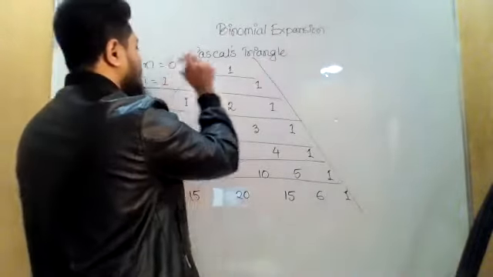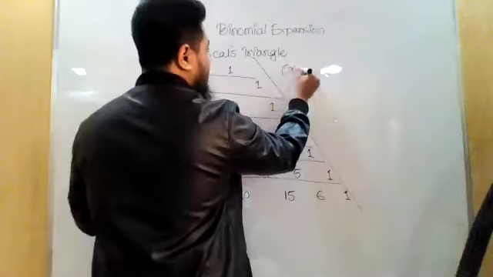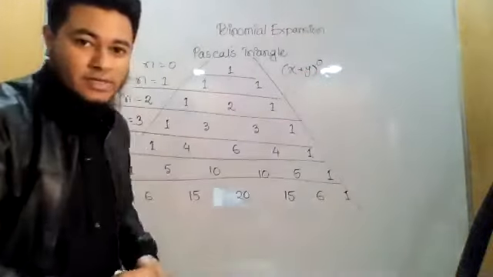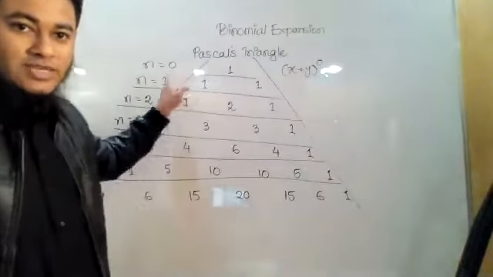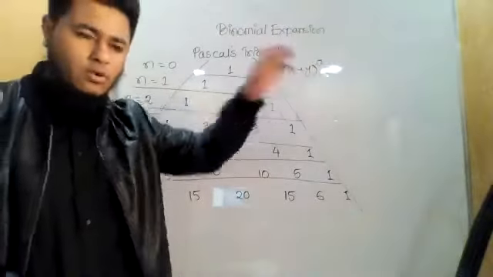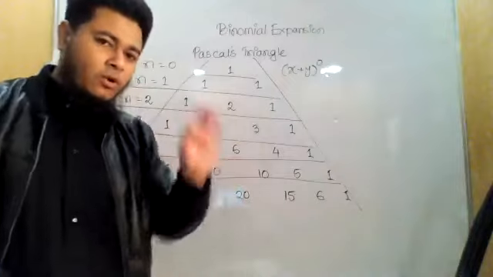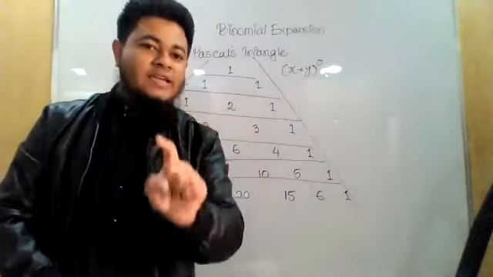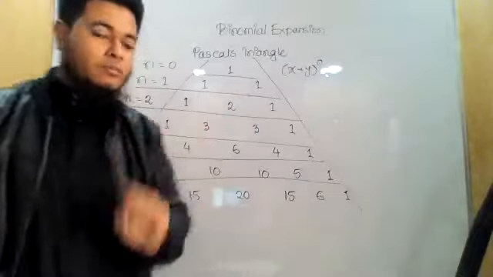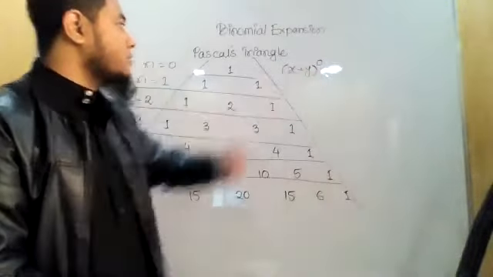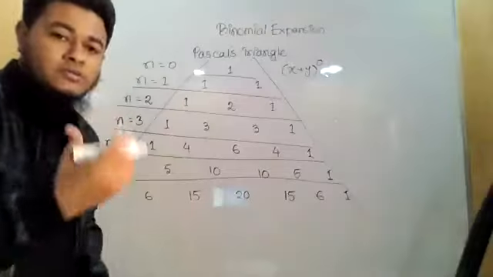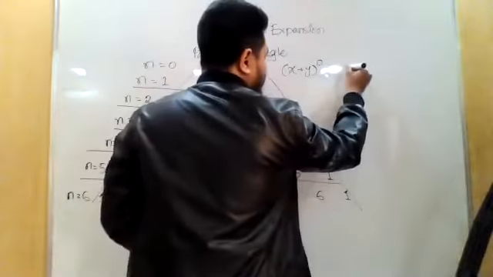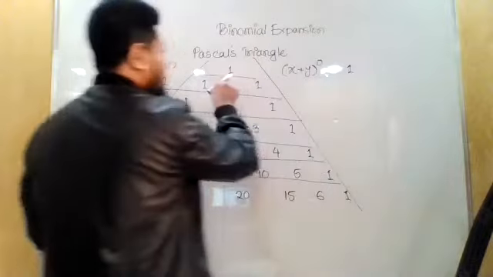Okay, so let us understand. See, n is equal to 0. That means (x plus y) whole to the power 0, because n is 0. N is the power. Always remember, in all the problems, n will always represent the index or the power of this binomial. So anything to the power 0 gives us what? 1. So we have 1, just like this.